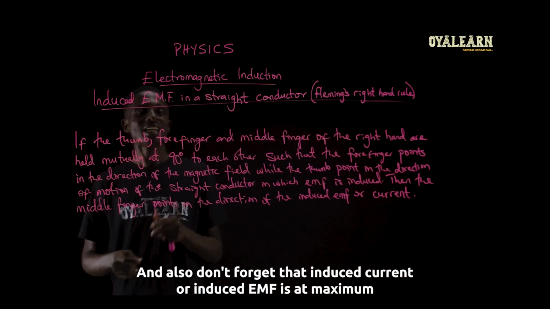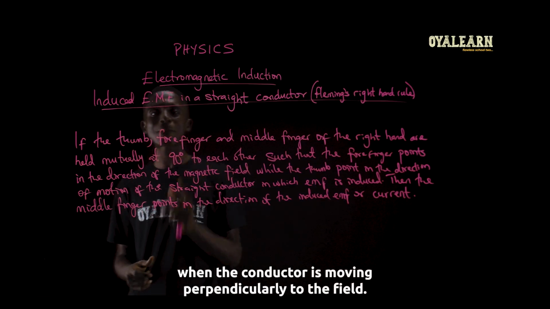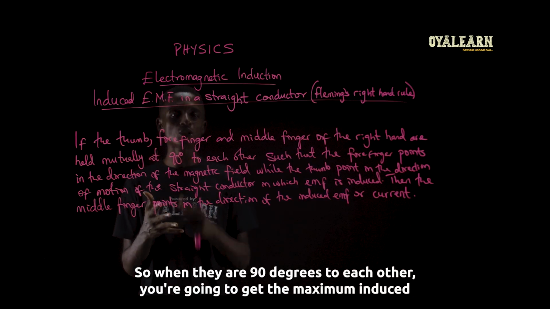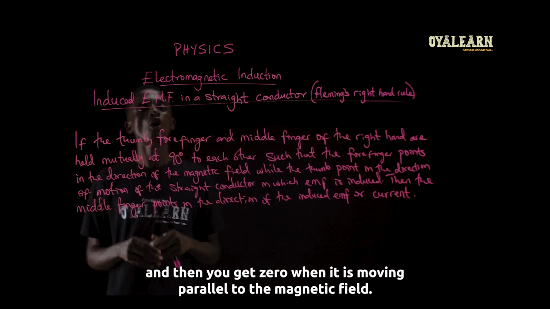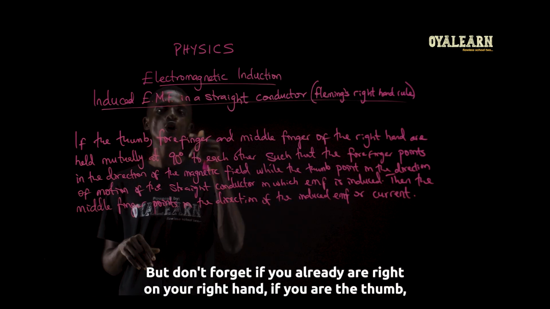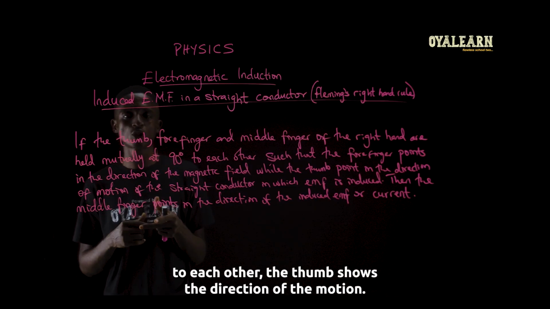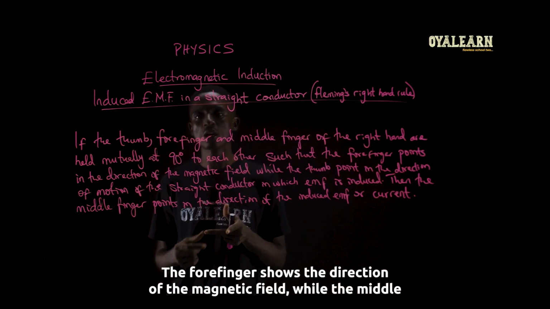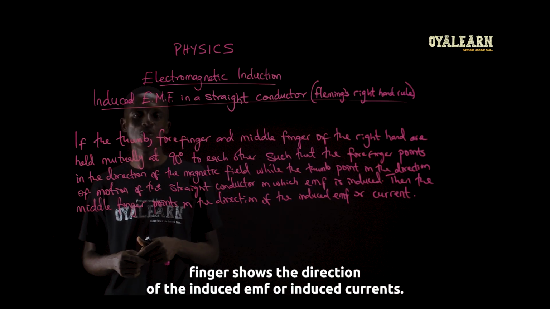And also don't forget that induced current or induced EMF is at maximum when the conductor is moving perpendicularly to the field. So when they are 90 degrees to each other, you're going to get the maximum induced current and maximum induced EMF. And then you get 0 when it is moving parallel to the magnetic field. But don't forget, if you hold the thumb, the forefinger and the middle finger of your right hand at 90 degrees to each other, the thumb shows the direction of the motion, the forefinger shows the direction of the magnetic field, while the middle finger shows the direction of the induced EMF or induced current.